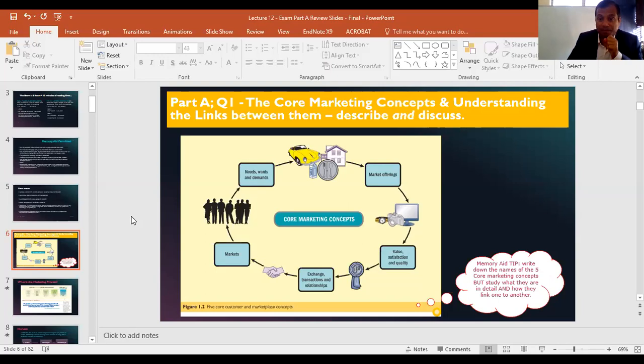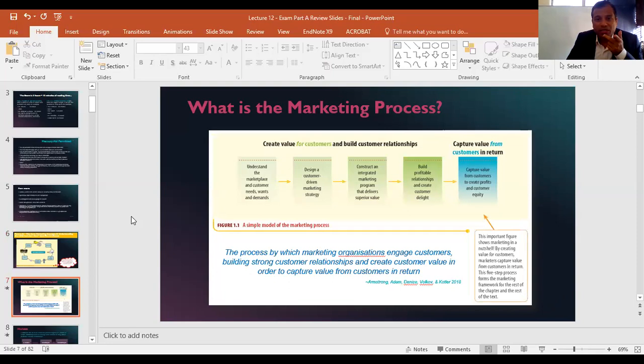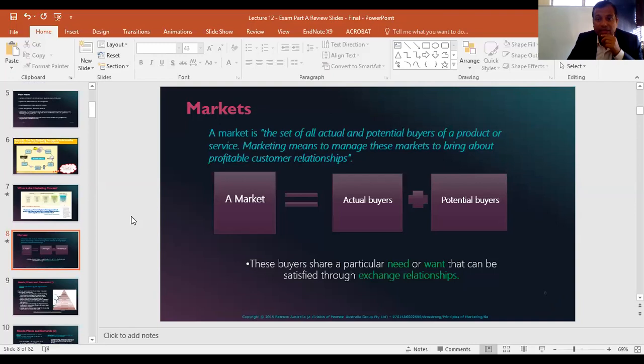Okay, this is the marketing process, five different steps. So keep that in mind. One can make small key notes around this. Markets, where we talk about buyers, actual buyers plus potential buyers. The potential buyers are also known as prospects. Actual buyers are the customers. And we have seen in the ladder of loyalty the different stages of the level of loyalty possessed by the different profiles.